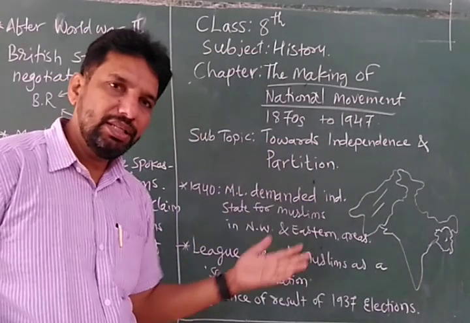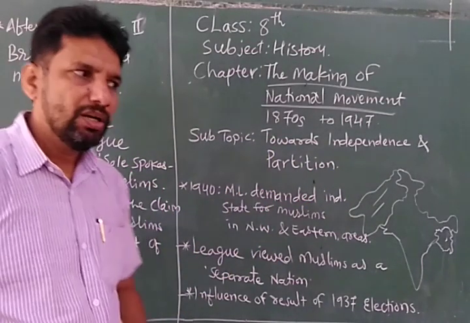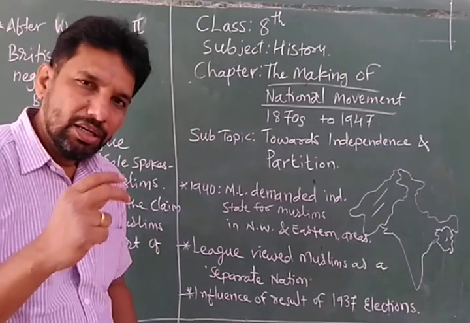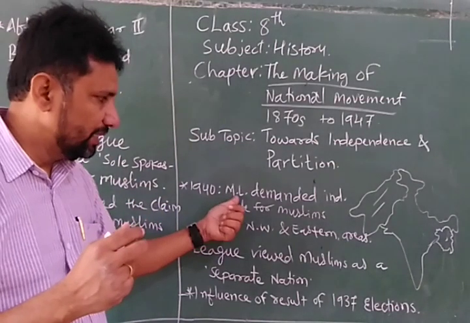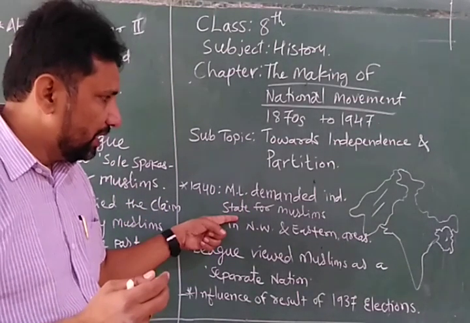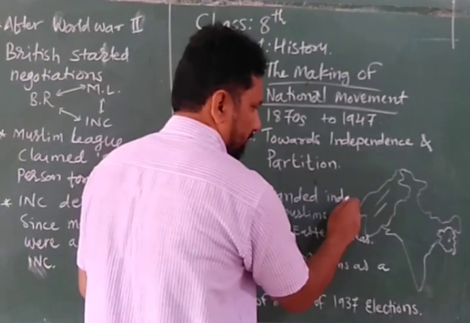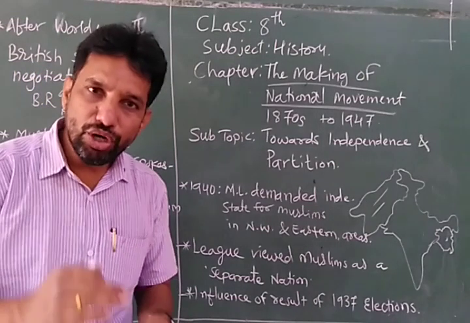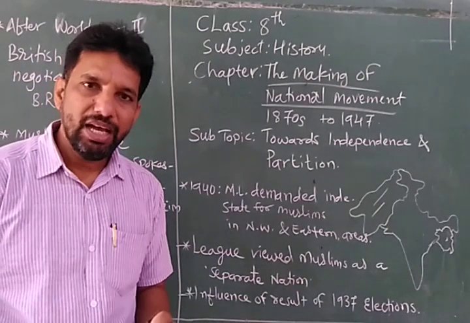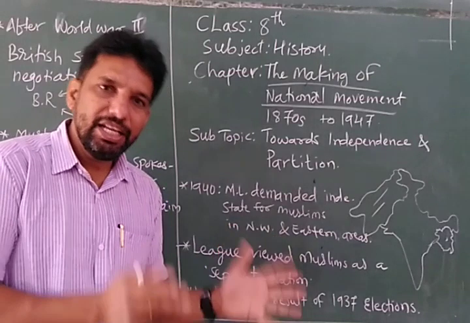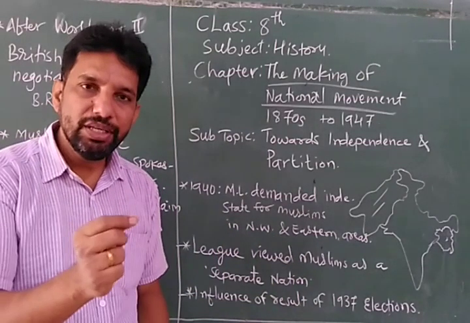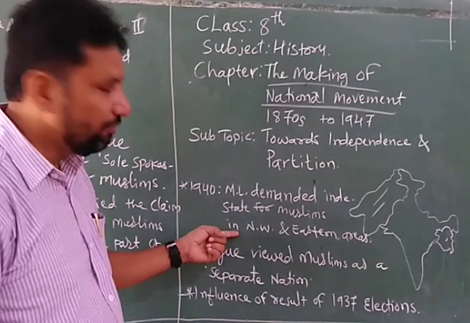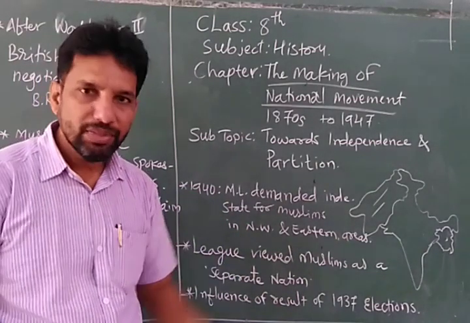Though we saw the Quit India movement yesterday, two years back in 1940, the League, particularly the Muslim League, demanded an independent state, an independent state for Muslims. They did not want to be part of India, and they wanted a separate nation or separate country only for the Muslim population. And which land did they want from India?